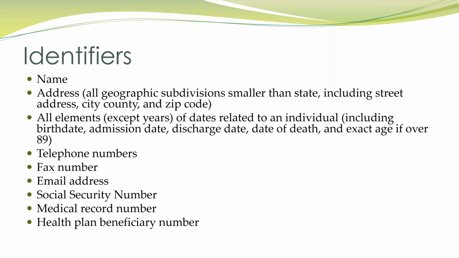All elements of dates except for years. So you can have a year in there that would be the person's birth year, admission year, discharge year, things like that, which can be quite broad. But anything more exact than that, dates, months, has to be removed as an identifier. And then also any exact age over 89. Telephone numbers, of course, fax numbers, less and less relevant. That person's email address, most definitely their social security number. Very important here: social security number, name and address.